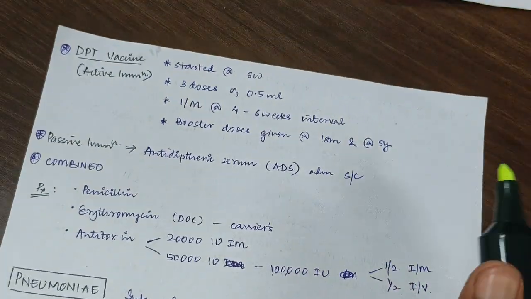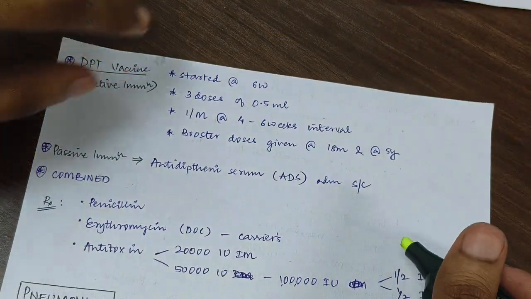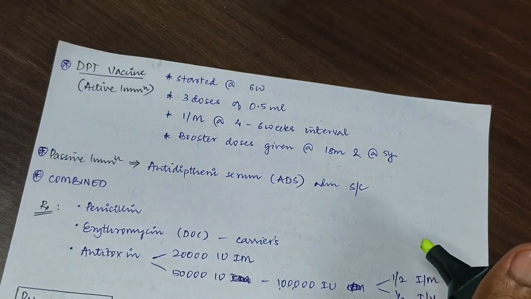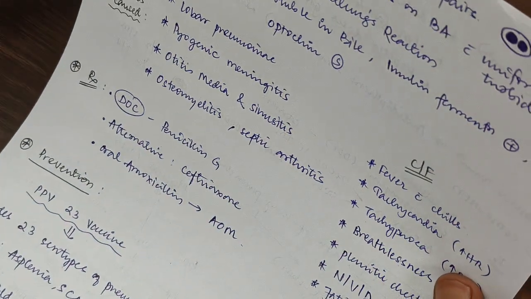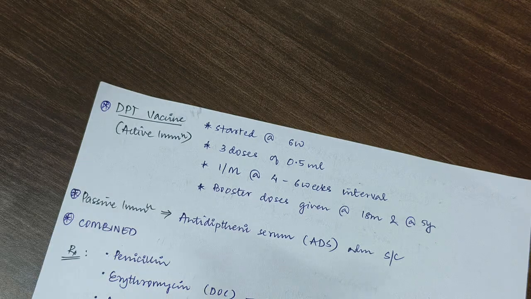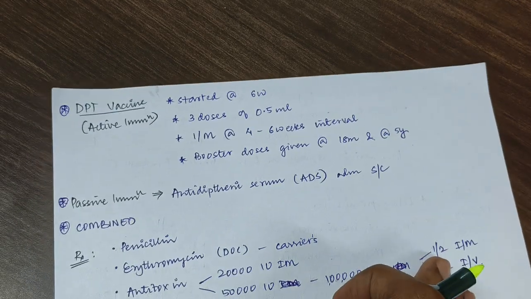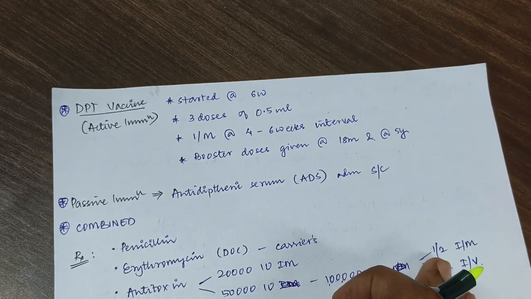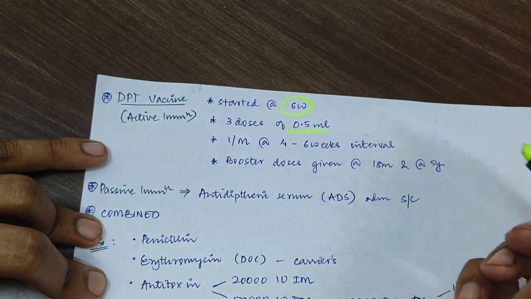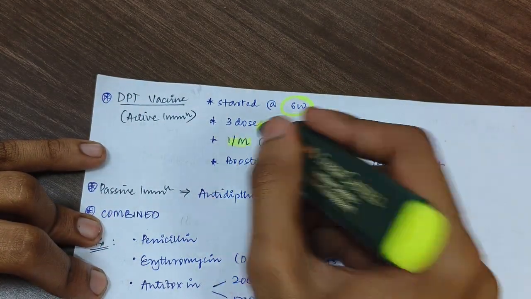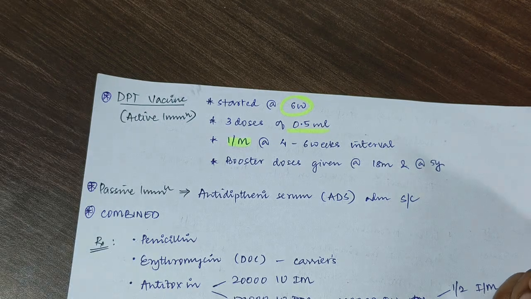Next, coming to the DPT vaccine related to it. So basically, what are the things you must be knowing related to it? Okay, diphtheria pertussis toxin, which is a pentavalent vaccine if you are combining with Haemophilus influenzae. It is started at 6 weeks. It is given as 3 doses of 0.5 ml. It is given as an IM dose at 4 to 6 weeks interval.